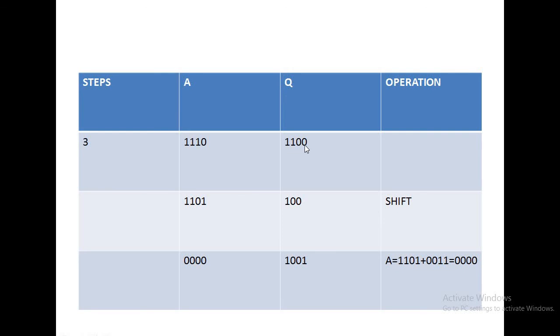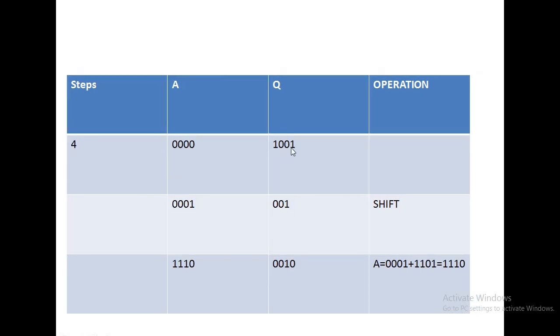Then what is step 3? This is 1111100. First left shift: 1101100. What is the value of sign bit of A? That is 1. If sign bit of A is 1, perform A is equal to A plus M. So A value is 1101 and M value is 0011. So the result is 4 zeros. Then check the sign bit of A. This is 0. MSB bit of A is 0. Since it is 0, the Q0 value is 1.